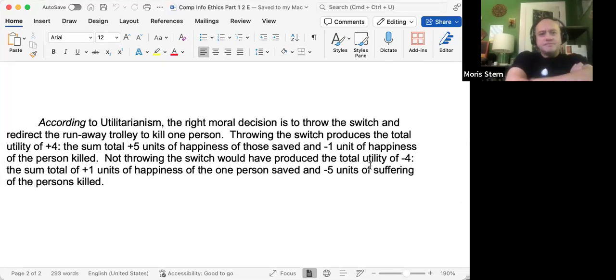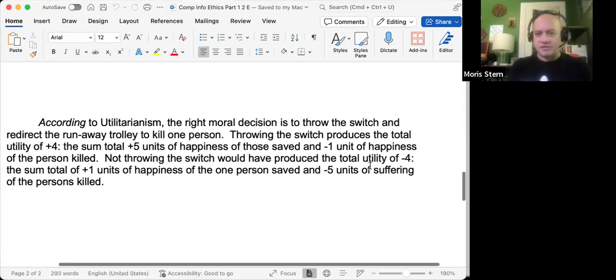According to utilitarianism, the right moral decision is to throw the switch and to redirect the runaway trolley to kill one person. Throwing the switch produces the total utility of +4. The sum total of +5 units of happiness of those saved and -1 unit of happiness of the person killed. Not throwing the switch would have produced the total utility of -4. The sum total of +1 unit of happiness of the one person saved and -5 units of suffering of the persons killed.